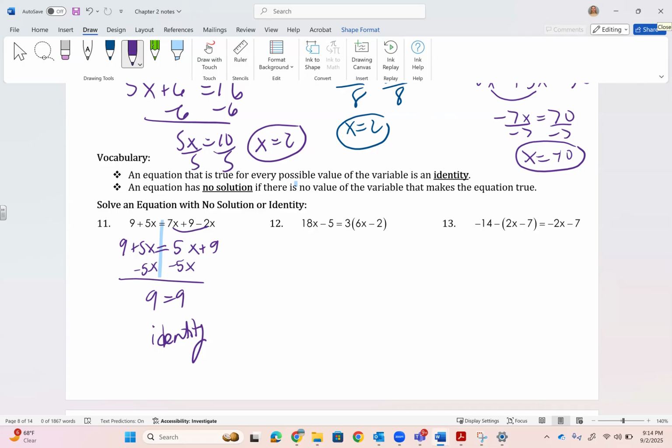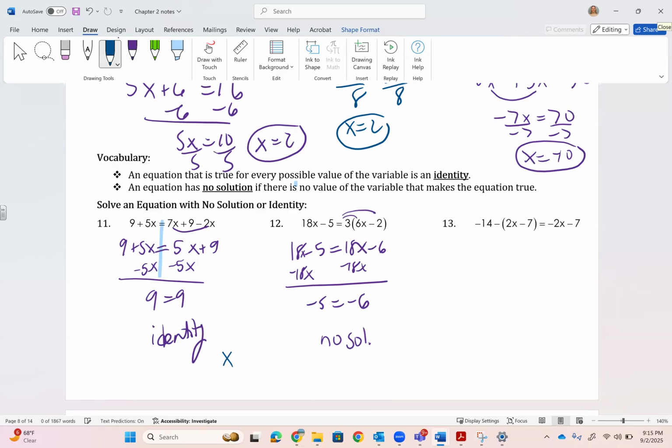And so if we're doing 18x minus 6 on the right, we get 18x minus 5. If you subtract 18x from both sides to get all the letters on one side, you get negative 5 equals negative 6. We interpret that to be that there's no solution. And a lot of times I try to show why.